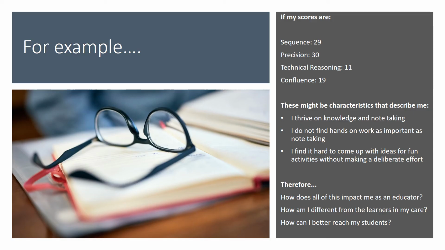This is an example of how an educator would reflect on his own learning profile. If my scores are a 29 in sequence, which is at the use first level, a 30 in precision, also at use first, 11 in technical reasoning, which is at the avoid range, and a 19 in confluence, which is at the use as needed range. If I have these scores, these might be the characteristics that describe me.